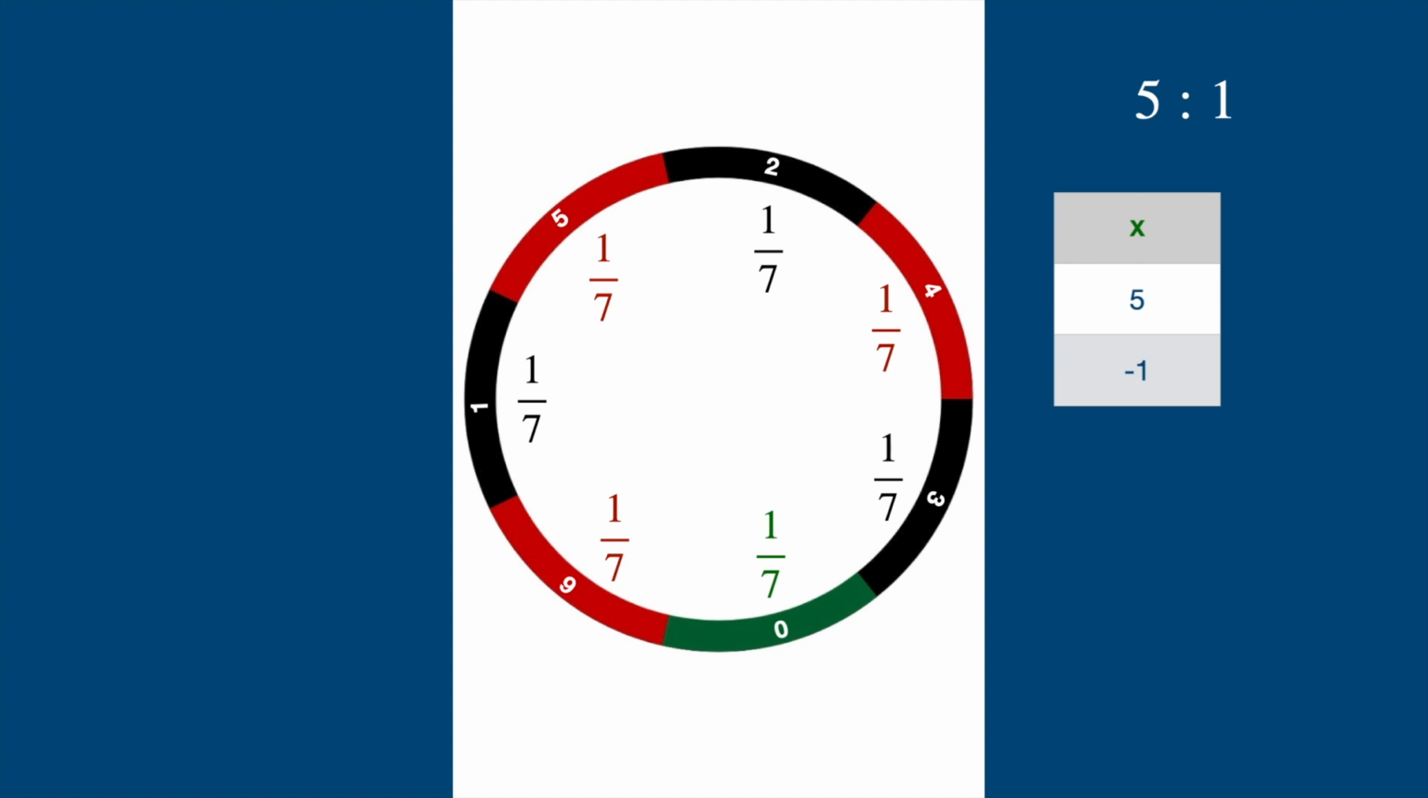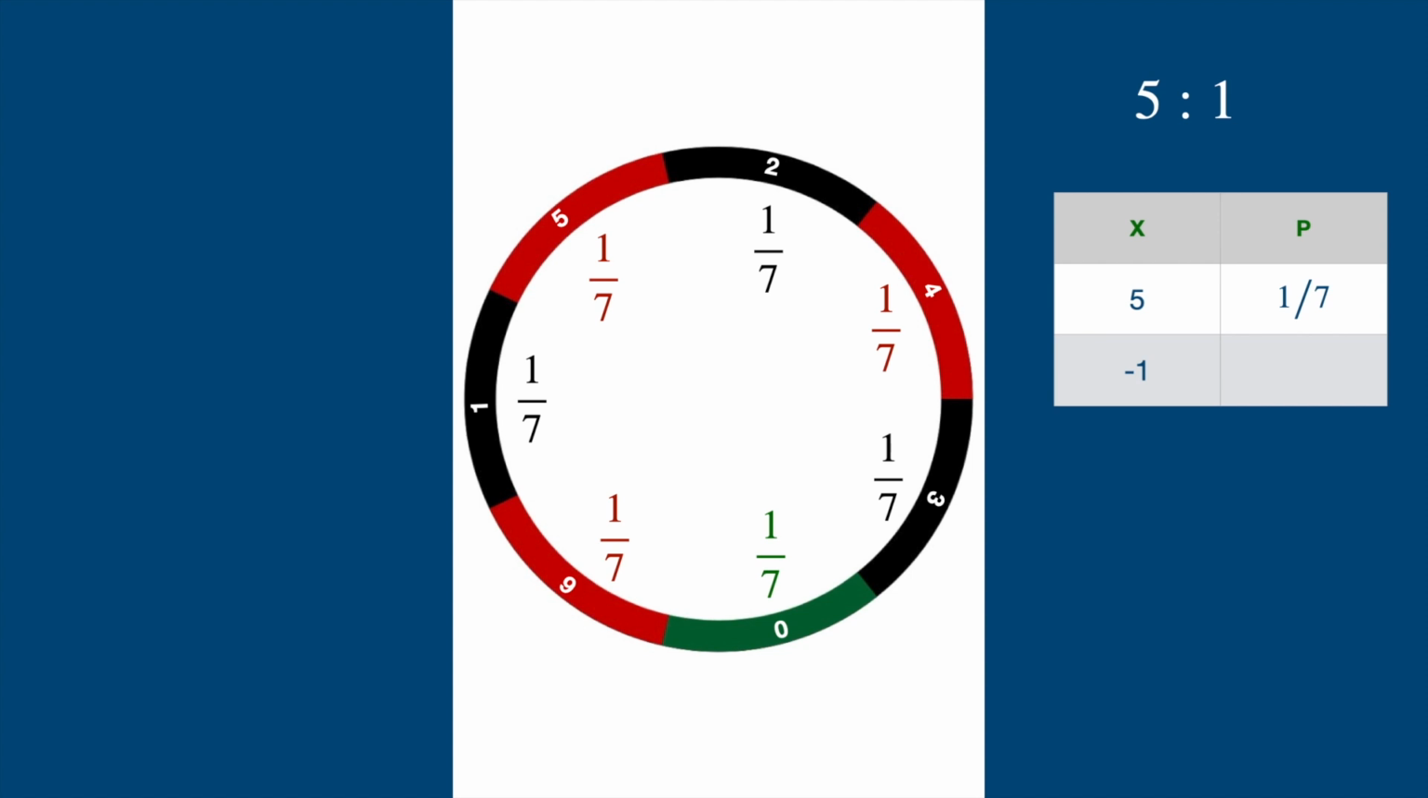We know the probability of us winning 5 quid is 1 divided by 7, because we get 5 only if the ball lands in the pocket we have placed a bet on. We will lose 1 quid if the ball lands in any of the other 6 pockets. So the probability of losing 1 quid is 6 divided by 7.